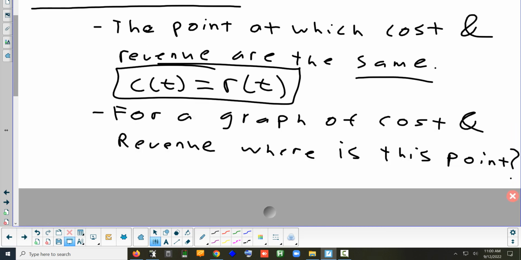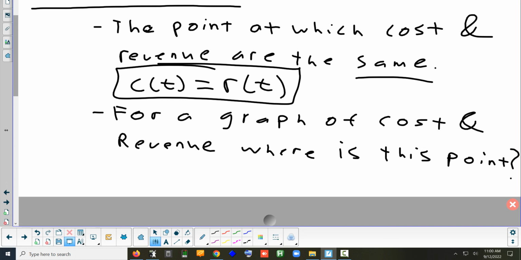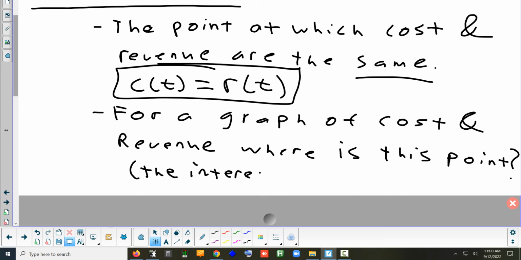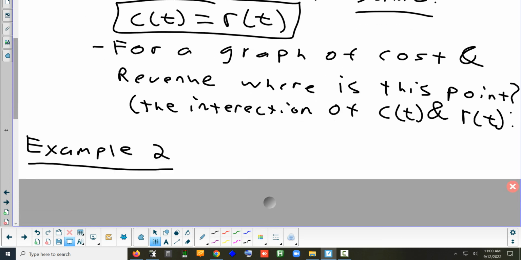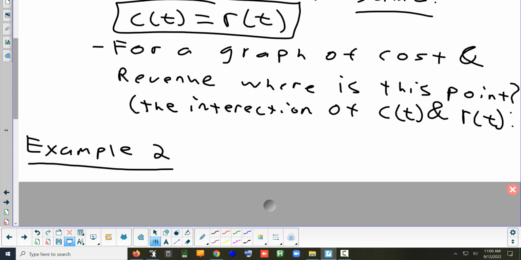I already answered that. But for a graph, when you graph cost and revenue, where would the break-even point be? The intersection. Yep. So it's the intersection of the cost and the revenue graphs. And we're going to find what that is. We'll do it algebraically, and then we'll do it graphically.